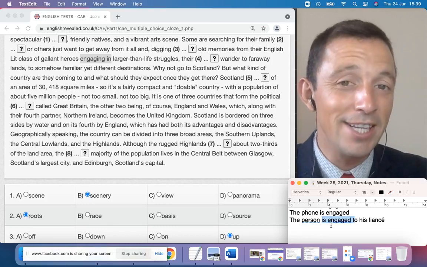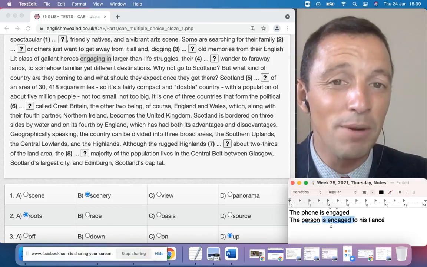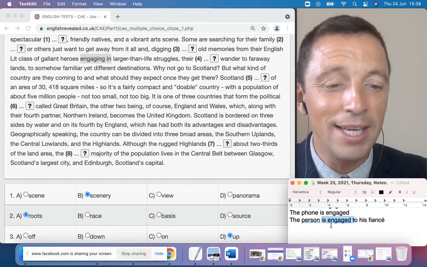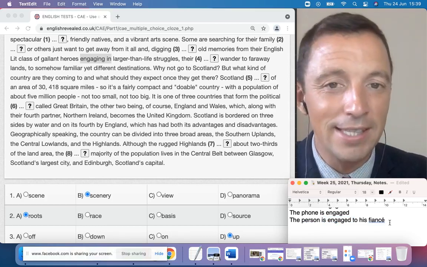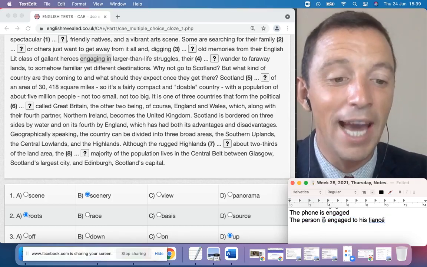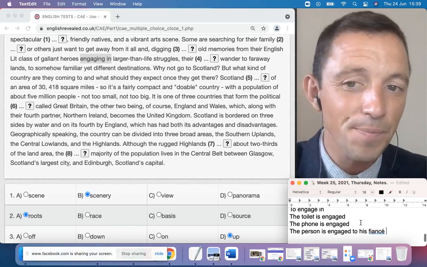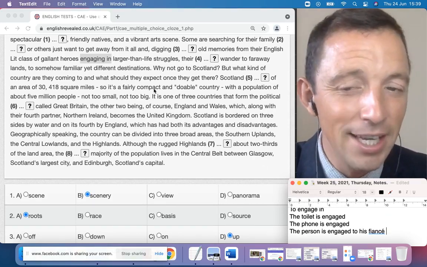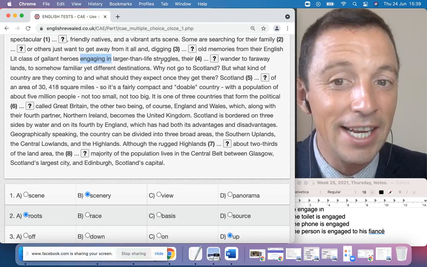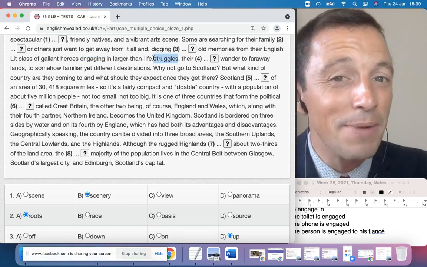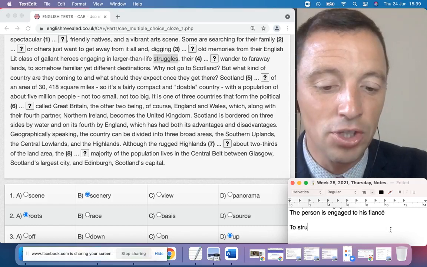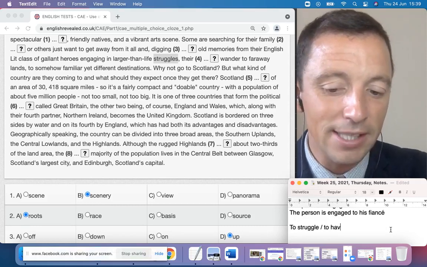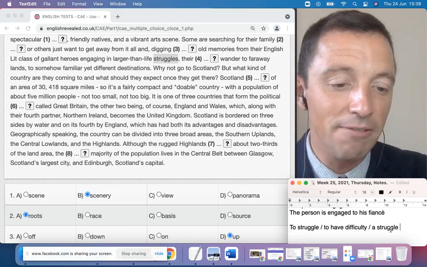But if you're engaged, this is the situation before you are married. You're engaged to your fiance or to the, well, I think that's the typical word that we say. So engaged to a person is very typical. But if it's an activity, you're engaged in. And here it's engaged in a struggle. And remember, the significance for a struggle is like a difficulty or a problem. So the verb is to struggle. The significance is to have difficulty. And a struggle is a difficult situation.